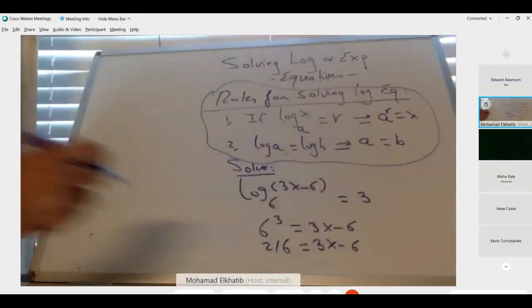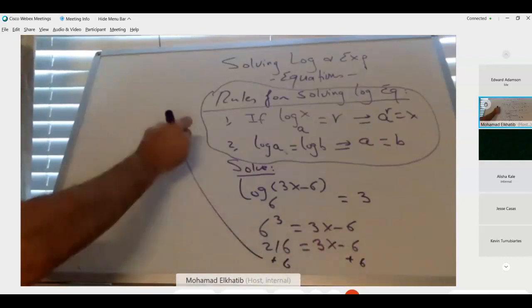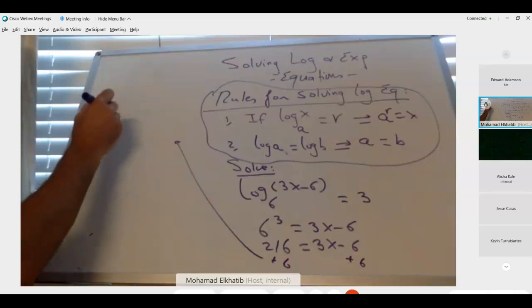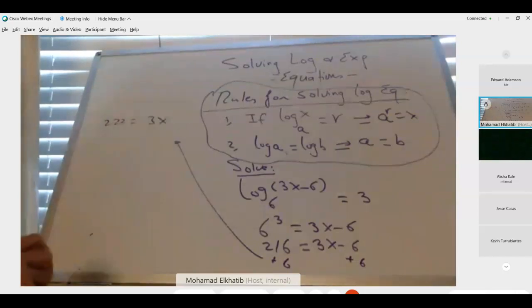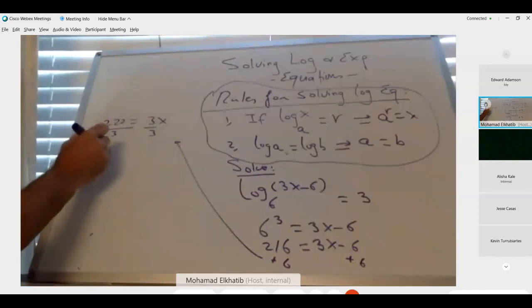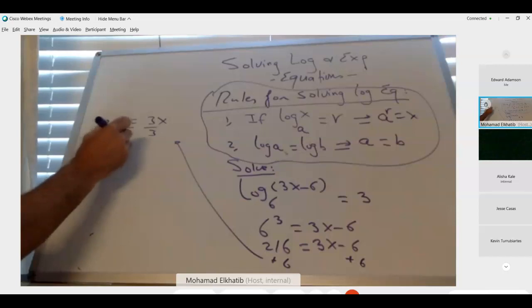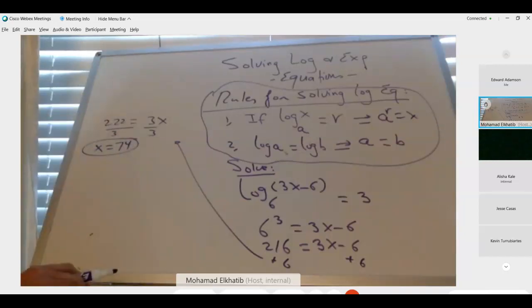So how do I get x by itself? I just add 6 to both sides. 216 plus 6 gives me 222. Now to get x by itself, I divide by 3. And when I divide 222 by 3, I get exactly 74. And that will be the answer.